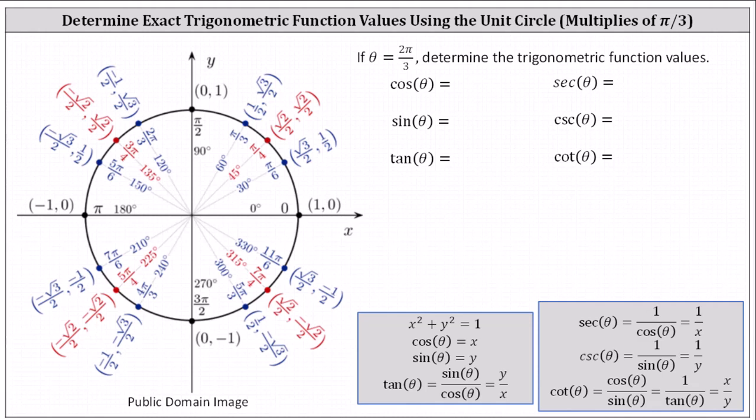In this lesson, we will use a unit circle to determine the 6 trigonometric function values for theta equals 2 pi divided by 3 radians. The first step is to sketch the angle in standard position. The initial side is along the positive x-axis.